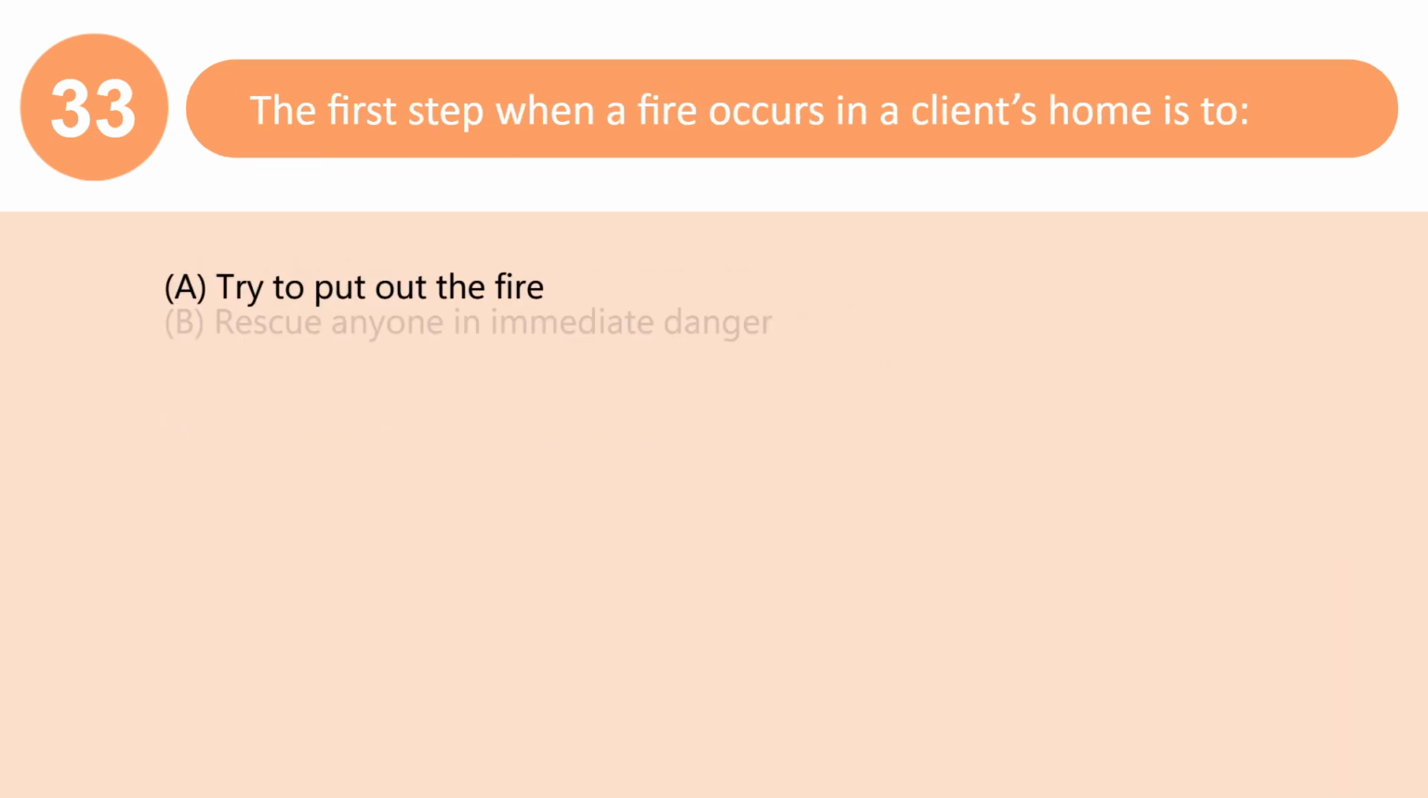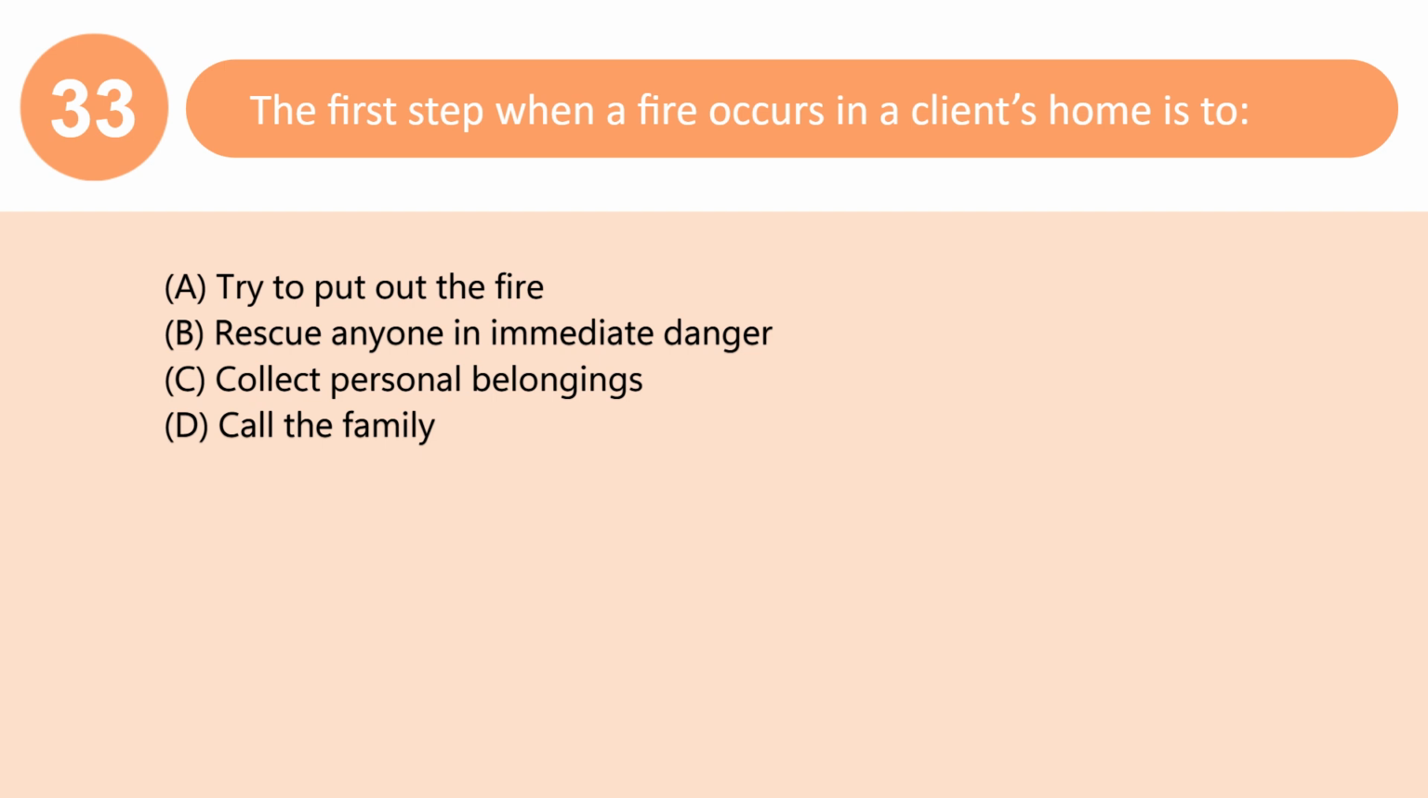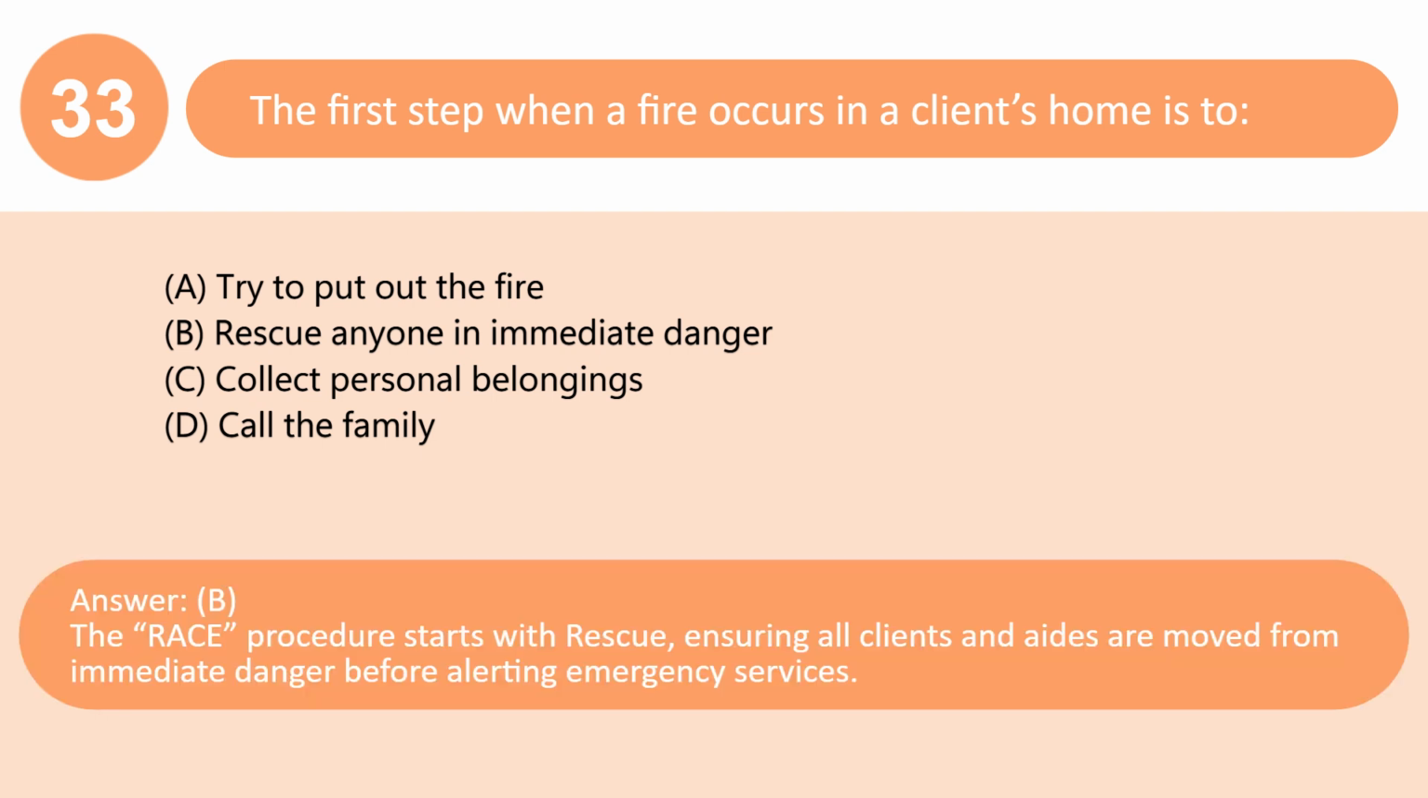The first step when a fire occurs in a client's home is to: A. Try to put out the fire. B. Rescue anyone in immediate danger. C. Collect personal belongings. D. Call the family. Answer B. The RACE procedure starts with rescue, ensuring all clients and aides are moved from immediate danger before alerting emergency services.